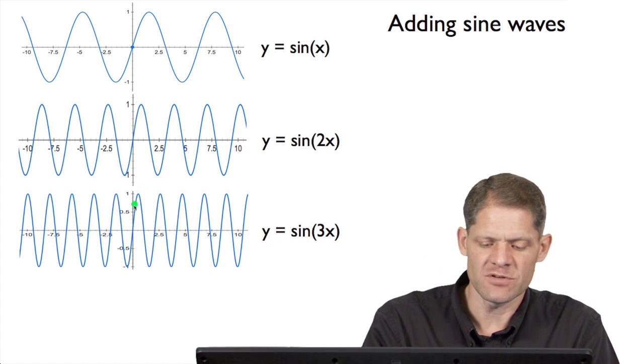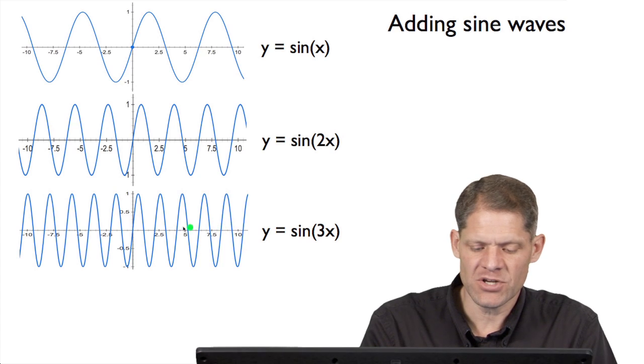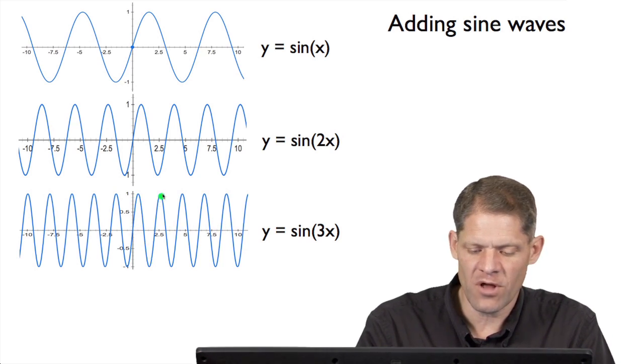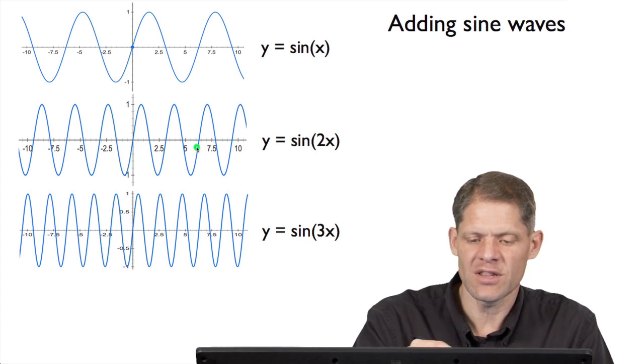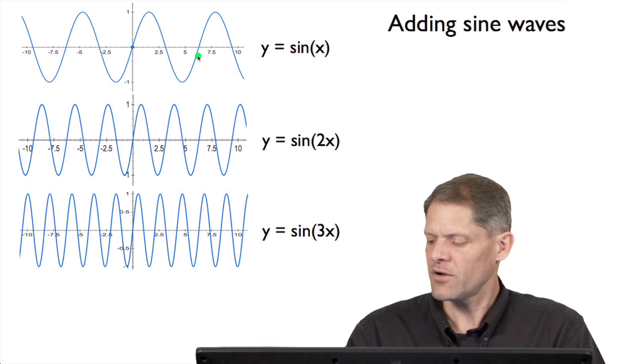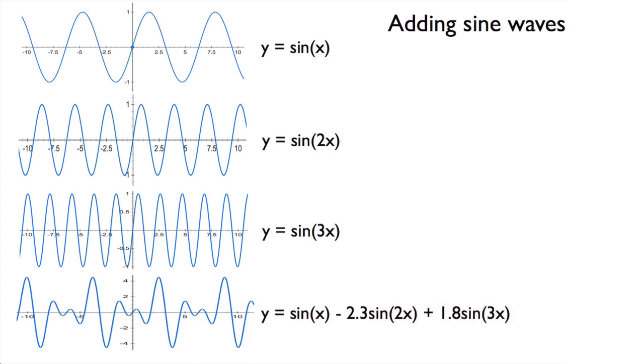So here again the amplitude is 1, they're all going the same direction, they all start at 0, they have the same phase, but in this case there's three full oscillations in the space that this one used to do 2 and this one used to do 1 oscillation. Okay, now if we were to just add up these three waves with different weights, so for instance, if we make a function that is sine of x minus 2.3 times this second function, sine of 2x, plus 1.8 times sine of 3x, then we get something that looks like this.